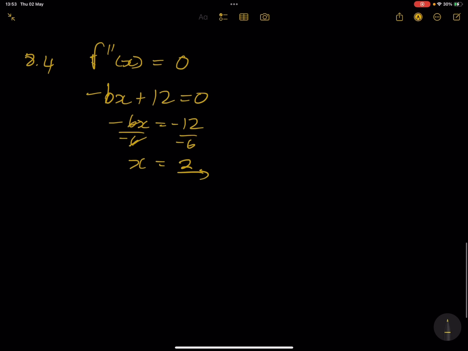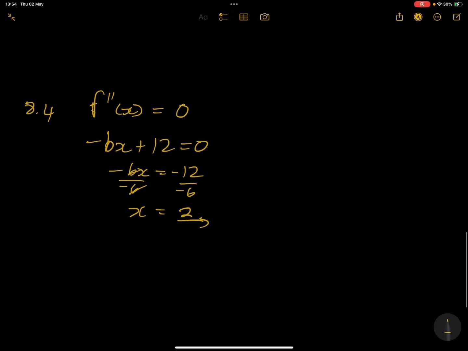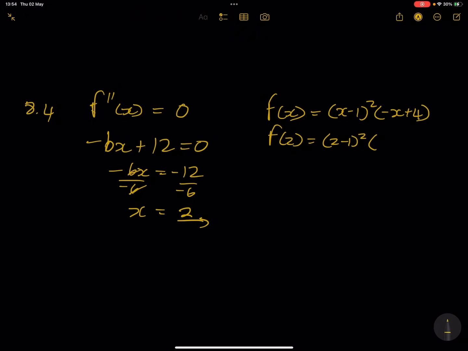Okay, so now what would be the y value there? Because we do need the y value at that point. So this would be f of, now remember I said to you, I'm going to take the one that is already simplified. So that's (x minus 1) squared minus x plus 4. So f of 2, that's (2 minus 1) squared, minus 2 plus 4.